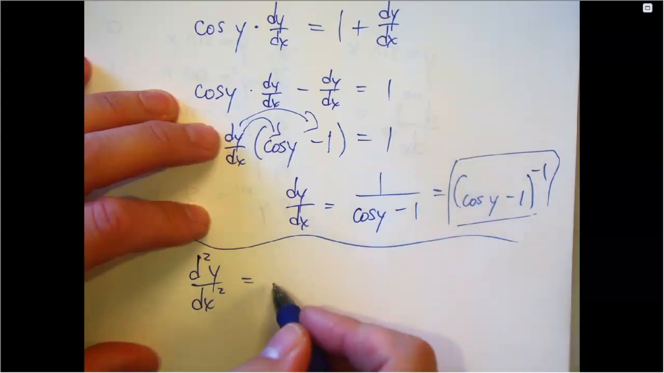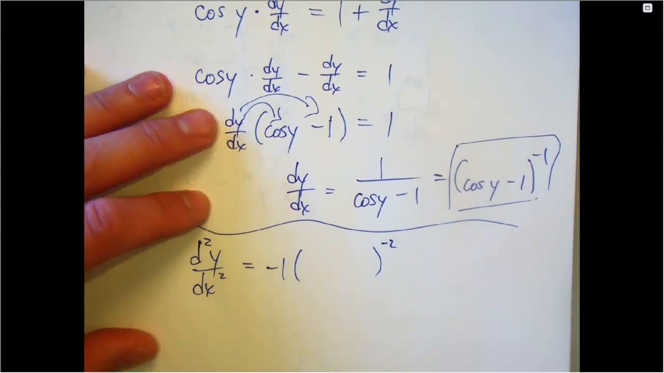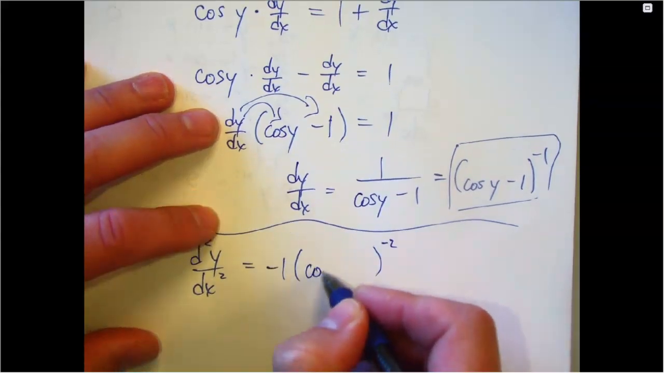Derivative of the big guy, bring down the negative 1, reduce the power by 1, so now it's negative 2. Cosine of y minus 1 is your little guy. He's just waiting his turn.